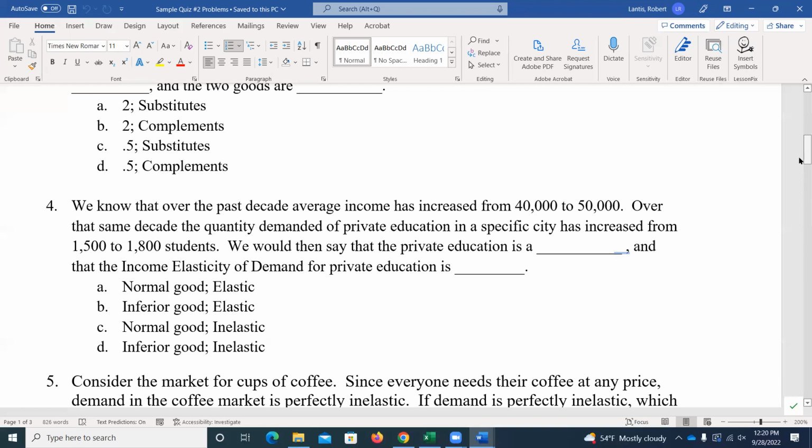So the first thing is, let's figure out what is the elasticity of supply. Then determine, is it elastic, inelastic, or unit elastic? And then the third thing that I want you to do is, if the government imposed a tax, who bears more of the burden?